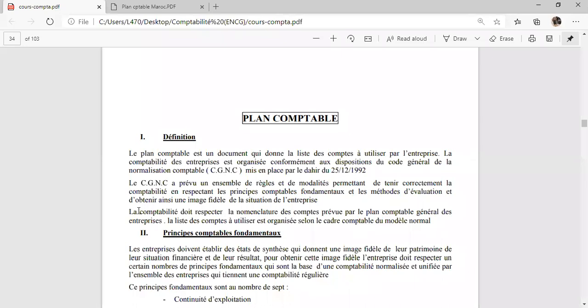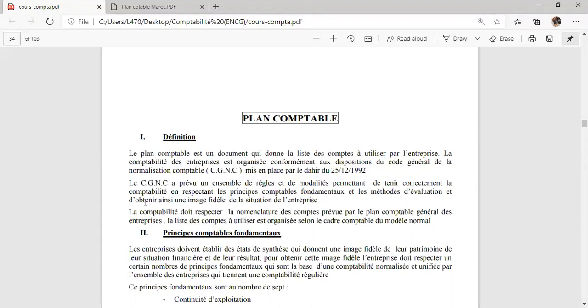So we'll start off with the definition. For those who have the book, I will give you a page onto which we are going to refer. And for those who don't have, I will do my level best to try to explain it as easy as I can. So starting with the definition, we have le plan comptable est un document qui donne la liste des comptes à utiliser par l'entreprise. So this is a book which contains a list of accounts with codes. So each account has a specific code.